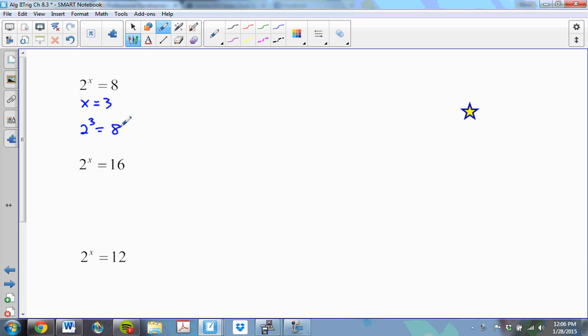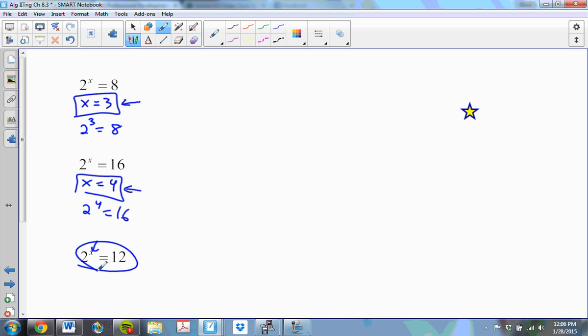And if 2 to the x equals 16, then x must be 4, because 2 to the fourth is 16. But what if 2 to the x equals 12? There's some number we could plug in for x here that would make 2 to the x equal 12. We know it's got to be bigger than 3 but smaller than 4, because 2 to the third was 8 and 2 to the fourth was 16. So x has to be between 3 and 4, but what is it exactly? We start guessing and checking and trying things.